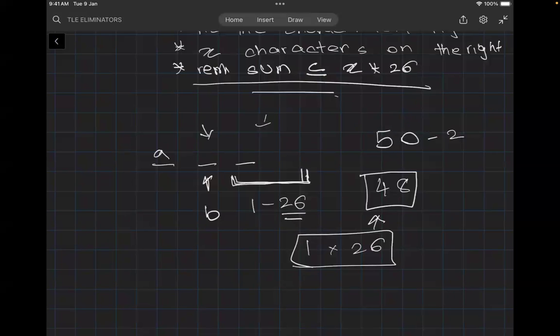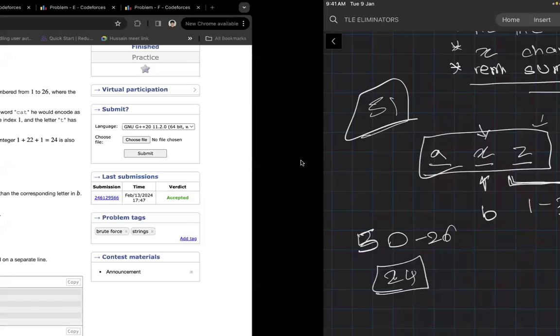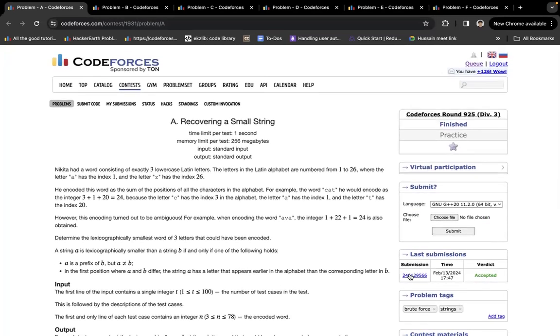Then what is possible? I have 50, right? So I will just subtract 26 from this. So it's 24. And 24 is basically X, if I'm not wrong, right? So this is the smallest string that is possible if it was 51, right? Is this much clear? Great. So if this much is clear, I'll just show you the code.